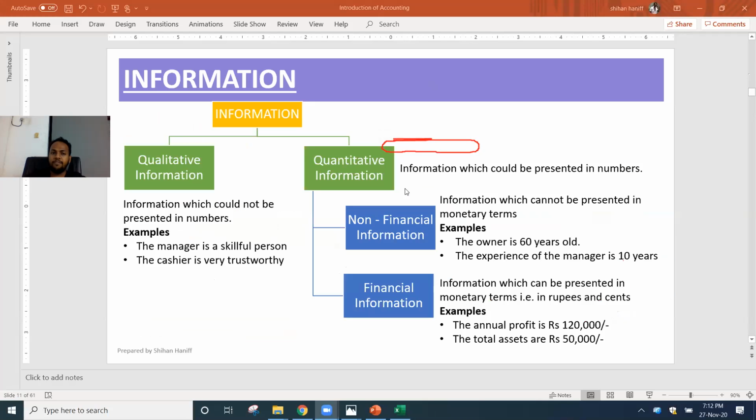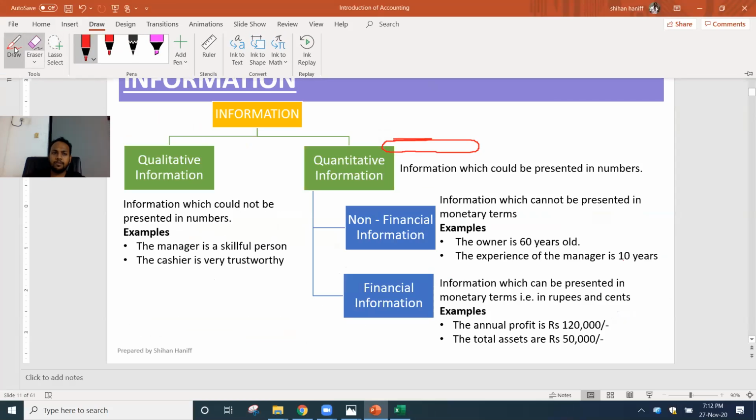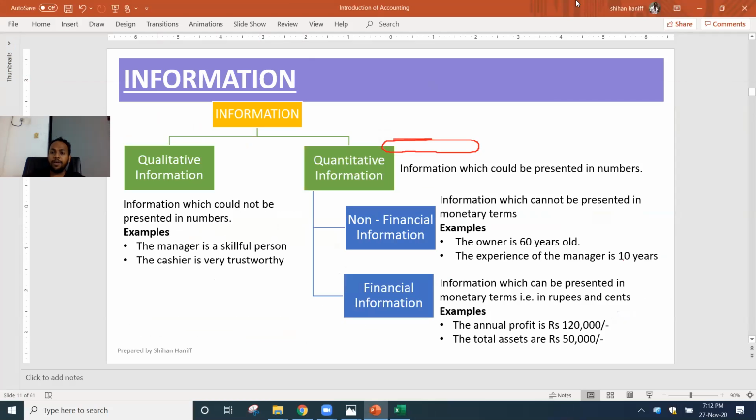So let's see what is meant by information. Information means processed data. Using this information, people make decisions. So in accounting, what sort of information do we take? Information can be divided into two: qualitative information and quantitative information.